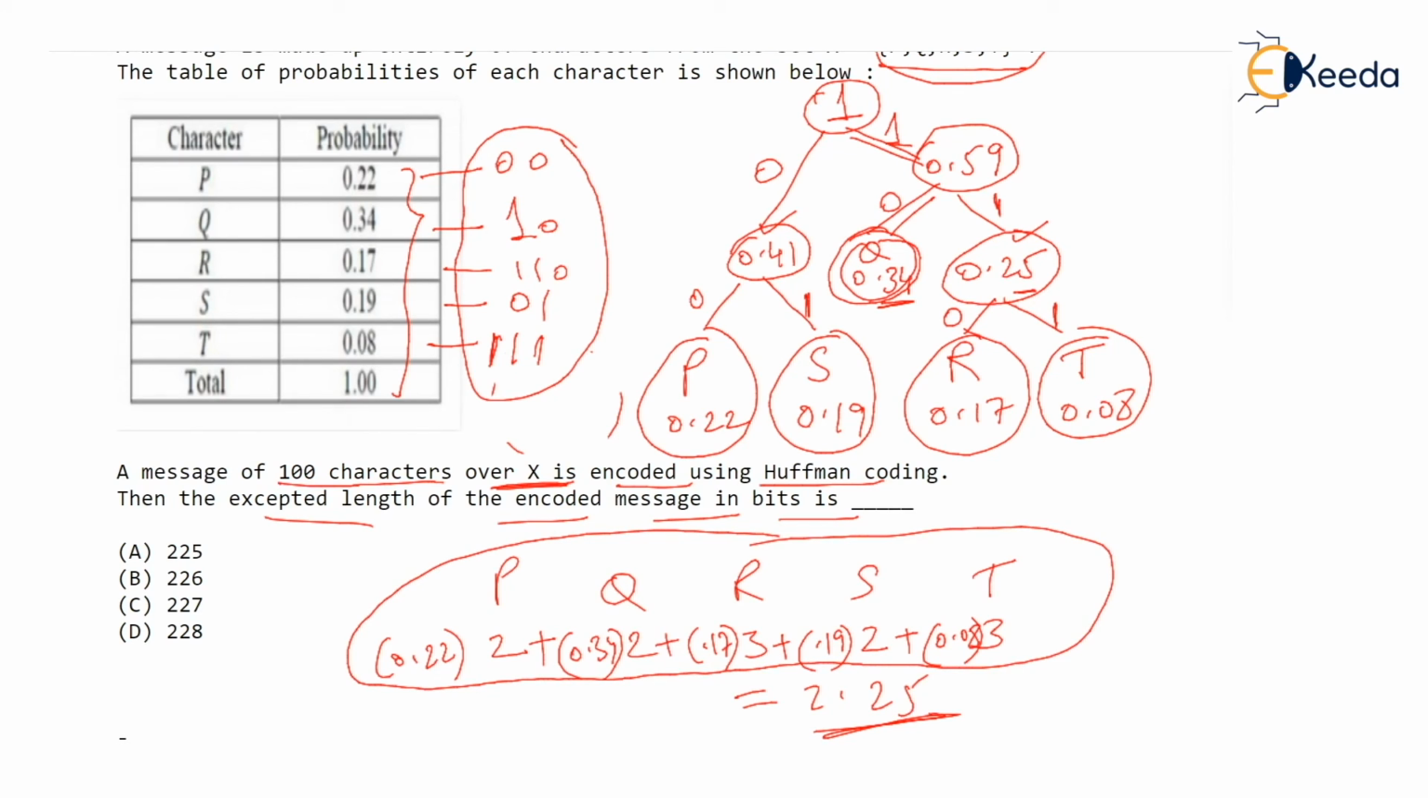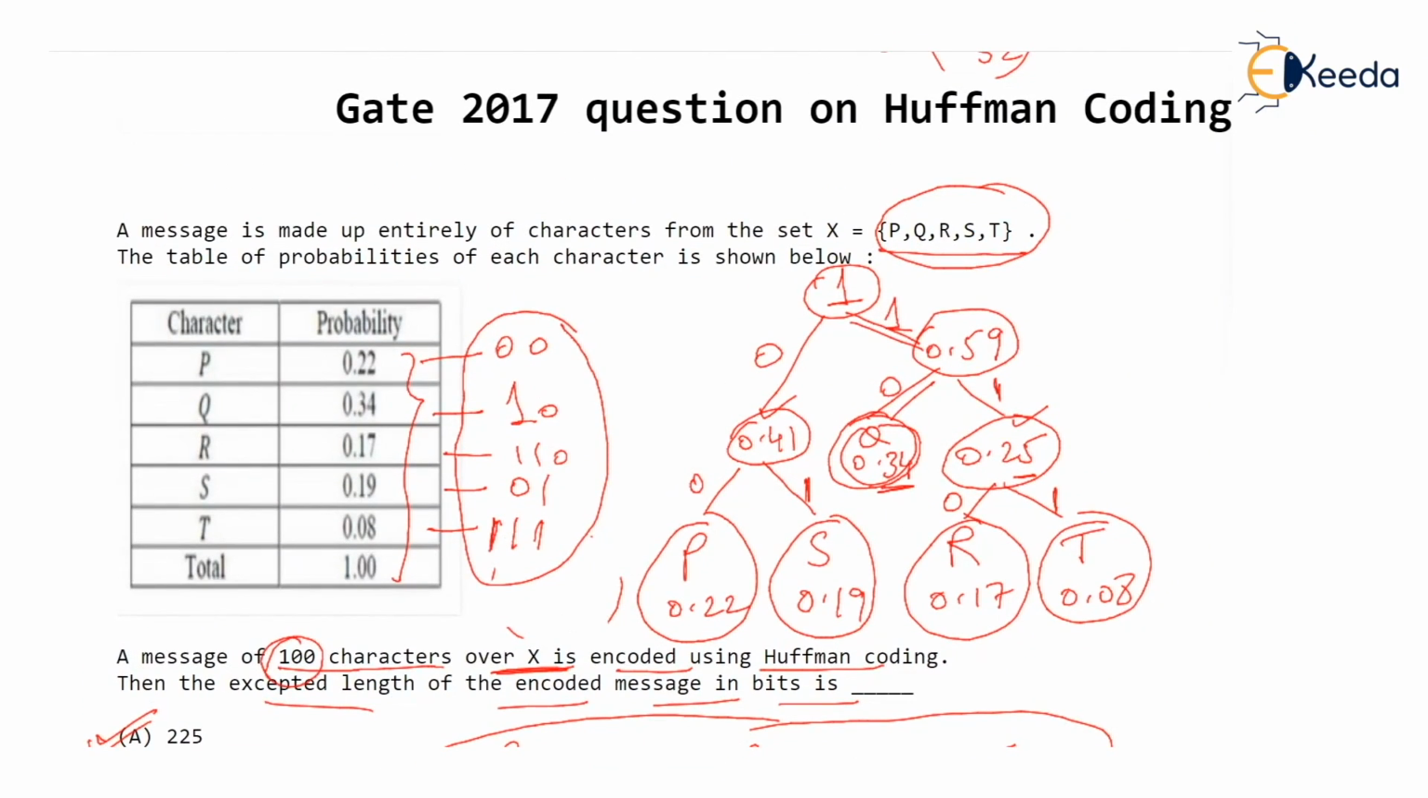But there are 100 characters, so 2.25 into 100, 225 is the answer. What I mean by 2.25 is that if you take one of these characters, PQRST, then the average length is 2.25. But you have 100 such characters, so the average length is going to be 225. This was the question asked in GATE 2017. I hope you have understood it.